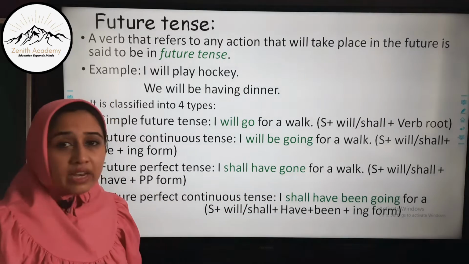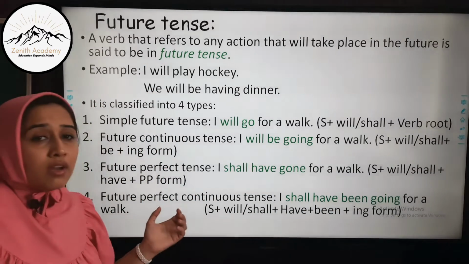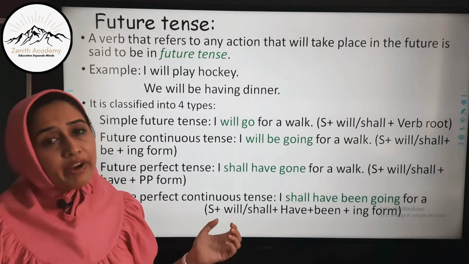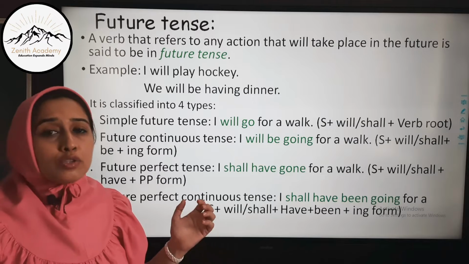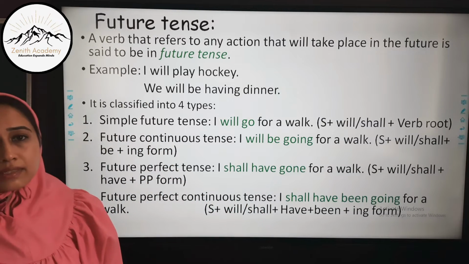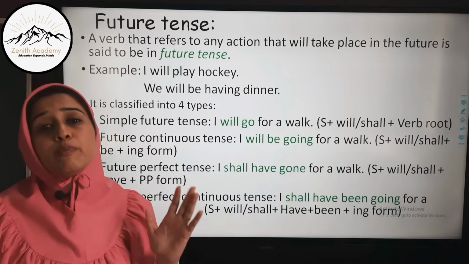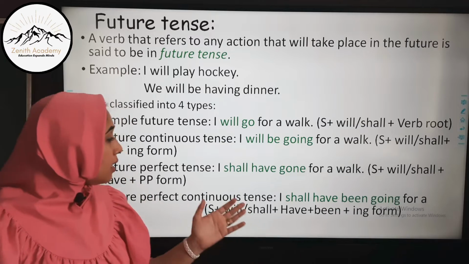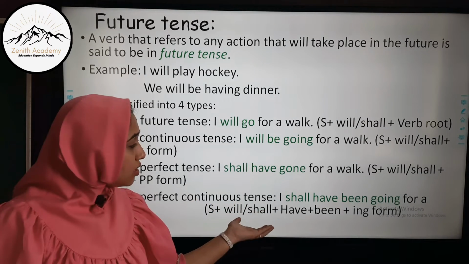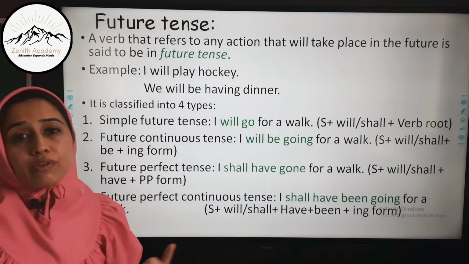If we remove this will and shall, it becomes I have been going for a walk, which is present perfect continuous tense. So the addition of will and shall is very important in the future tense, because these are the two key words of identification that the sentence belongs to the future tense. The formula other than will and shall is similar to the formula of the present perfect continuous tense.